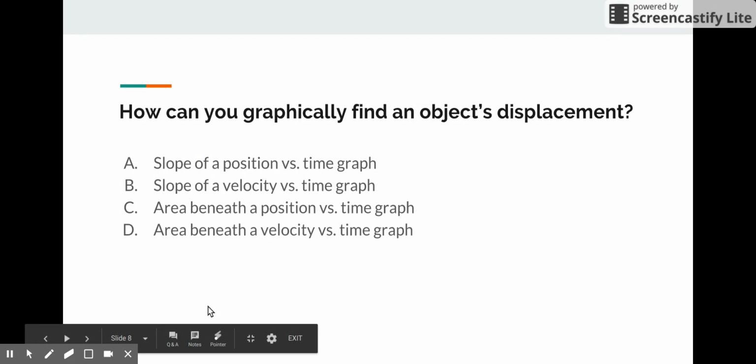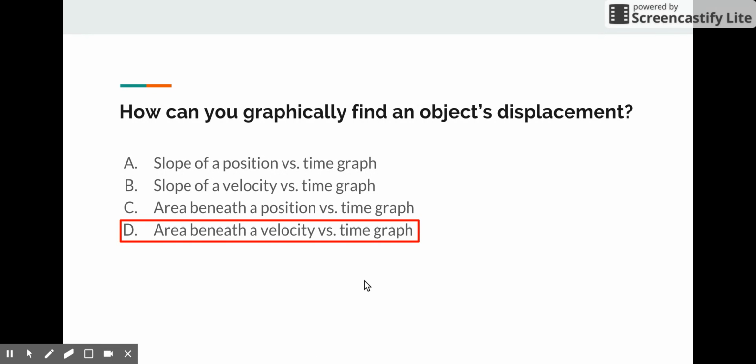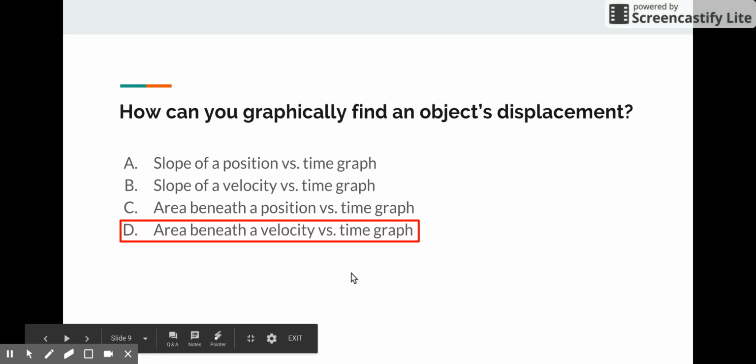How can you graphically find an object's displacement? This would be D, the area beneath a velocity versus time graph. For our unit so far, all our velocities are constant, which would lead to rectangles, where the height of the rectangle is your velocity, and the width of your rectangle is the elapsed time. So when you multiply velocity and time, that gets you how far you travel, or your displacement.